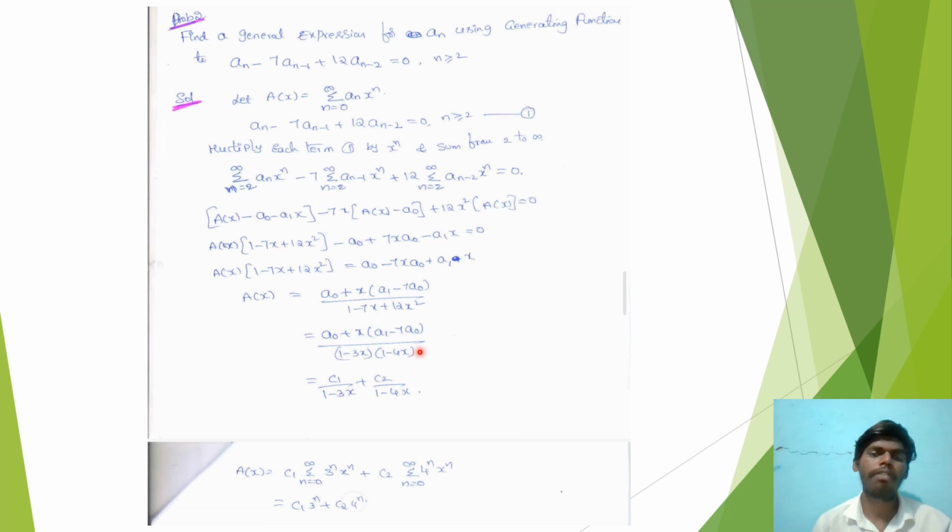By solving this, we'll get partial fractions like c1 by 1 minus 3x plus c2 by 1 minus 4x, so that we'll get the final equation like this. So we know that the general solution for this can be written as 1 by 1 minus a x.